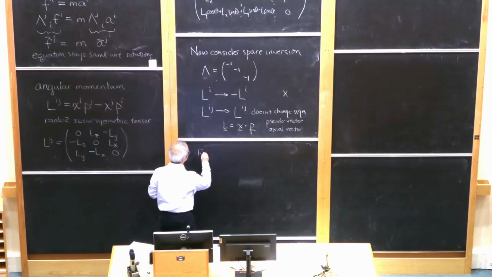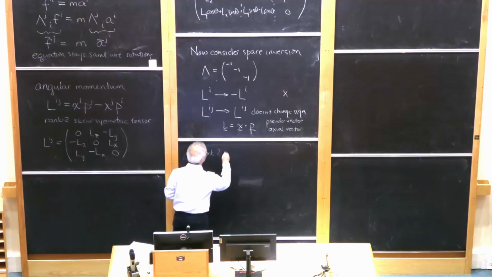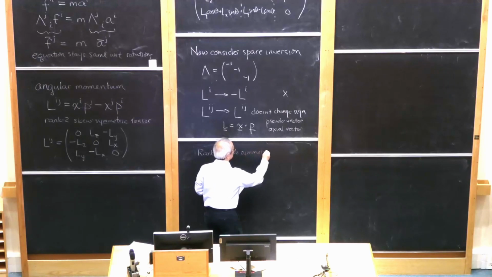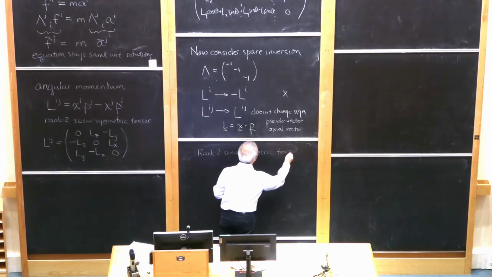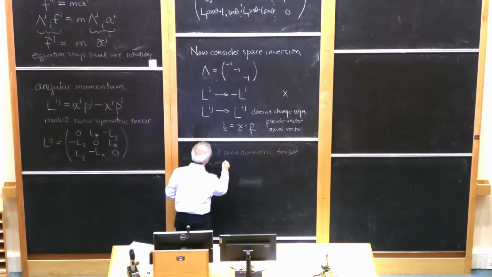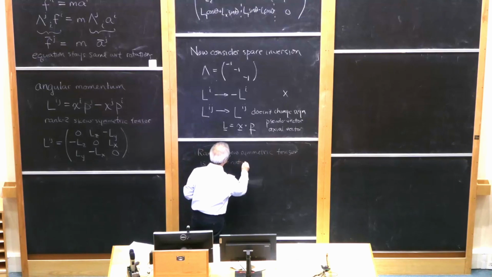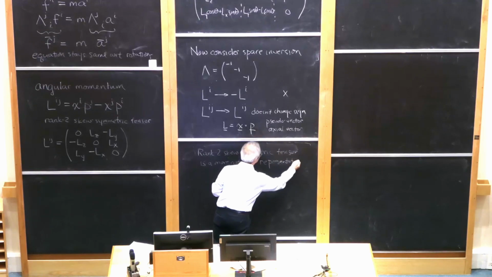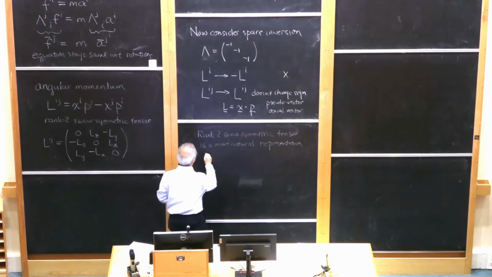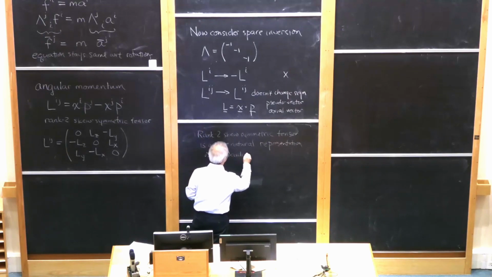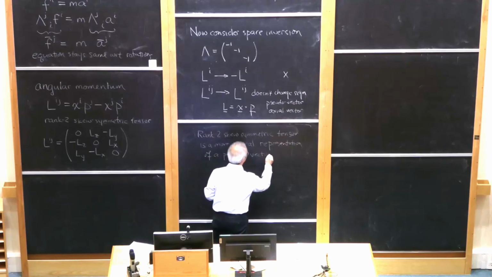the rank 2 skew-symmetric tensor is actually a more natural way to represent, is a more natural representation of a pseudovector. Okay?